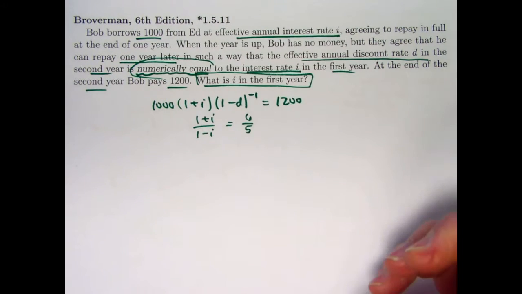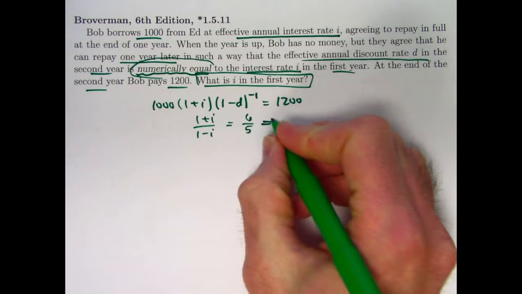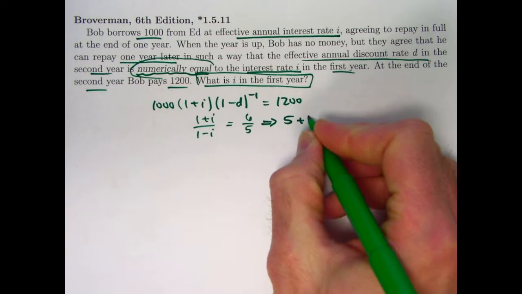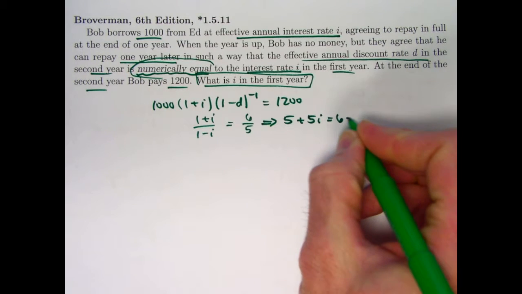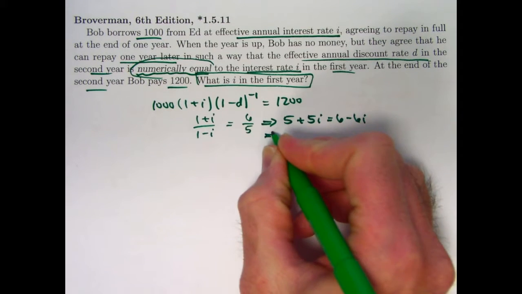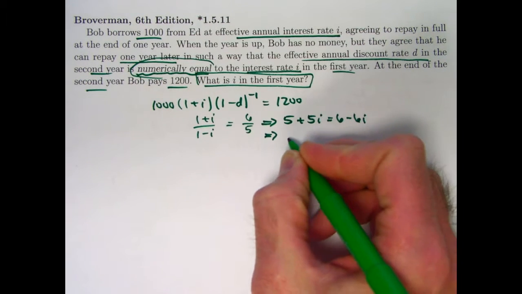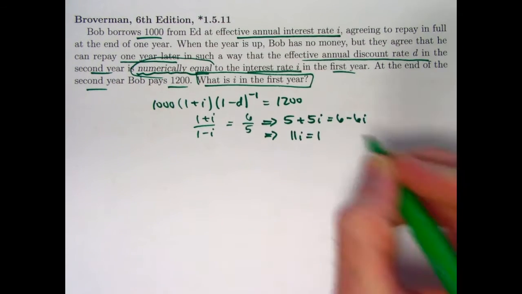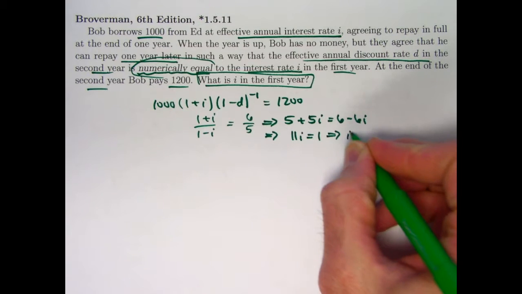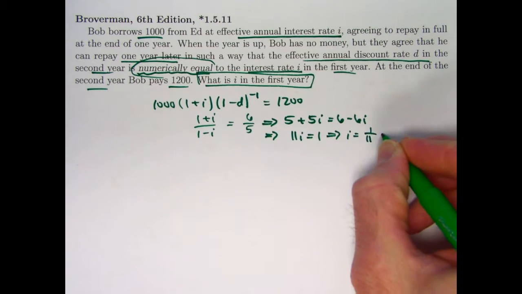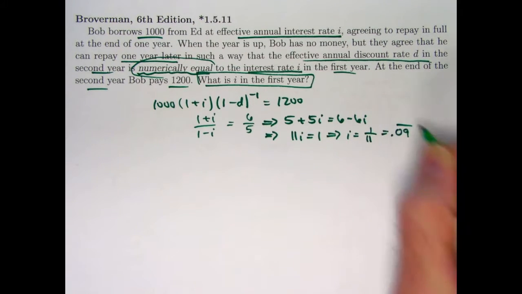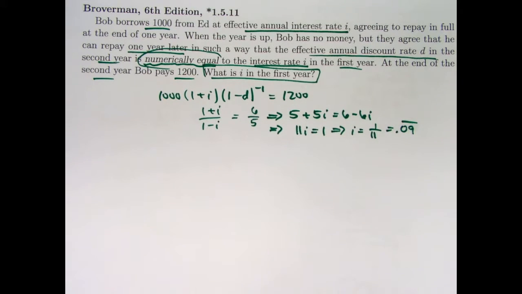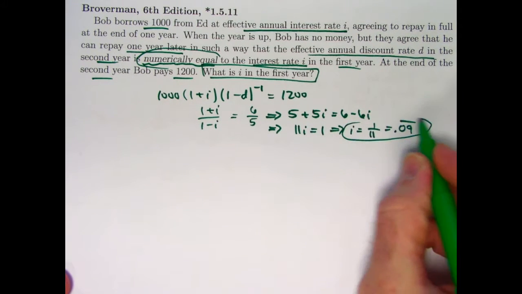Not sure why this was a starred problem. It's not really too hard. I can write this as 5 plus 5I equals 6 minus 6I. I can then add 6I to both sides to get 11I on the left, subtract 5 from both sides to get 1 on the right, and I must then be 1/11th, which if you use your calculator is 0.09 repeating. All right, so that solves the problem pretty quickly.